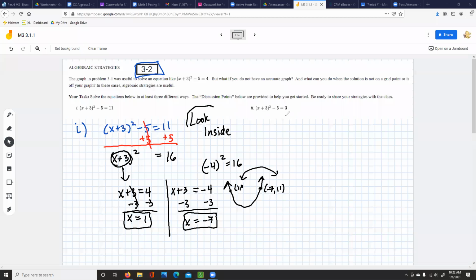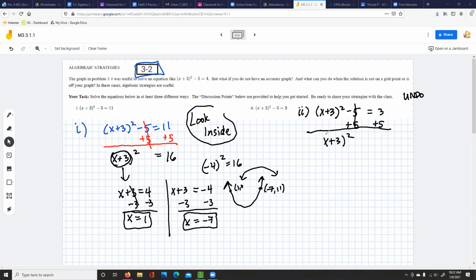Okay, let's see if we could do look inside for this one or not. So number 2, let's go ahead and copy it down. X plus 3 squared minus 5 equals 3. So again, this is called undoing right here because I need to undo this 5, right? So I'm going to add 5 first. So first we're going to undo the problem a little bit by one step. But x plus 3 squared equals 8.